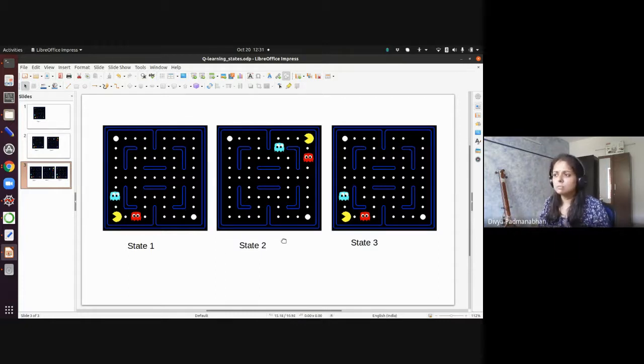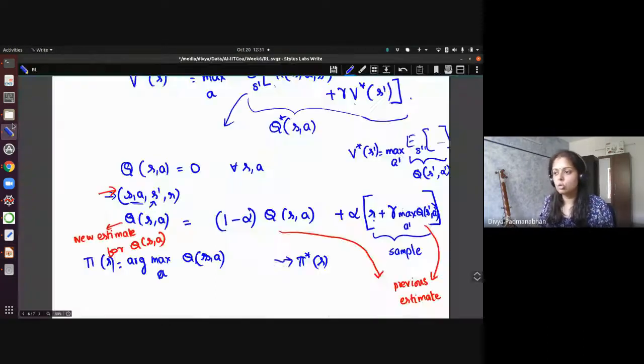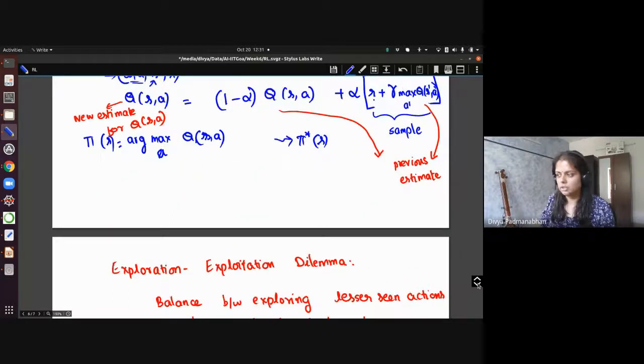So the idea now is, can you exploit what you learned about state one to make a judgment about state three or state two? Can you generalize something that you learned from state one to these other states? That's going to be the focus of today and maybe tomorrow also. This is the notion of approximate Q learning.